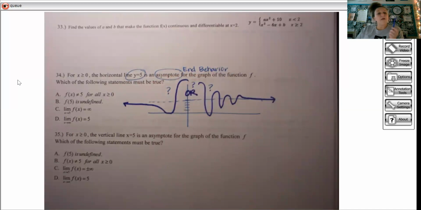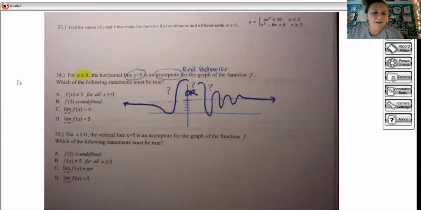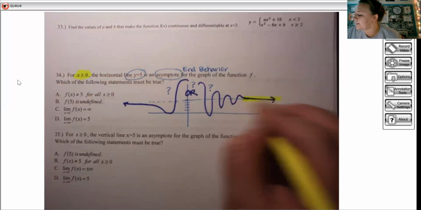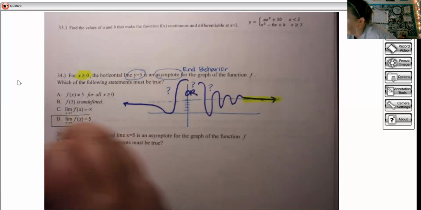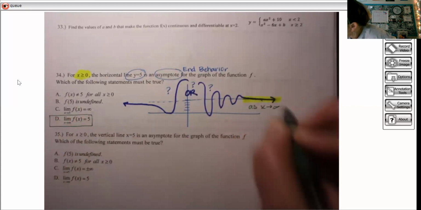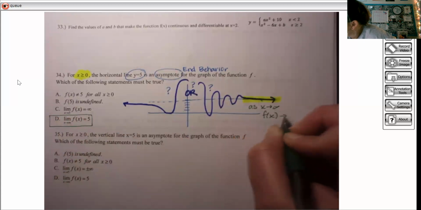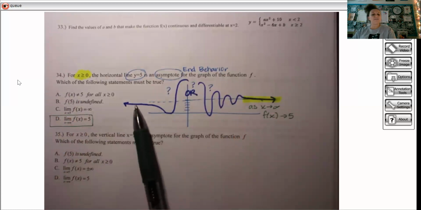But then I look at this statement right here. It says this happens when x is greater than 0. That means that it has to be on this side. So if you look at your different answer choices, you should see this is my answer right here, that as my x's approach infinity, my f of x is going to approach 5. Now if it was this side, x would be going to negative infinity, and then f of x would be approaching 5.